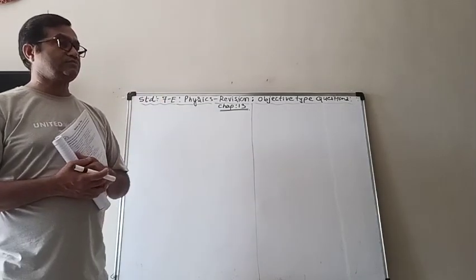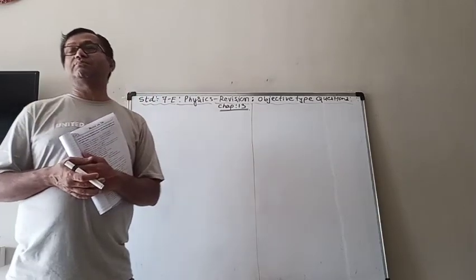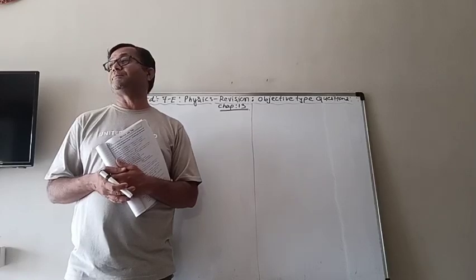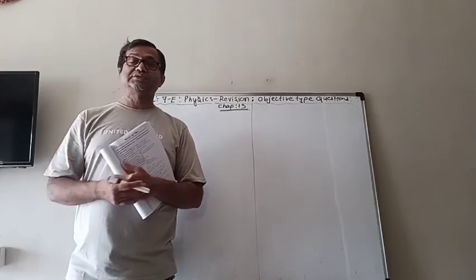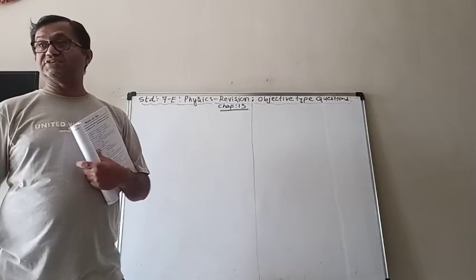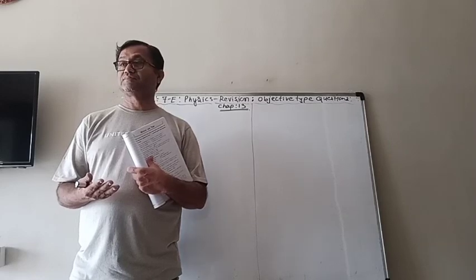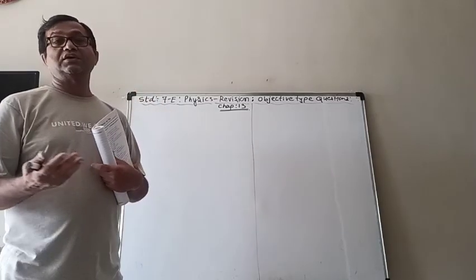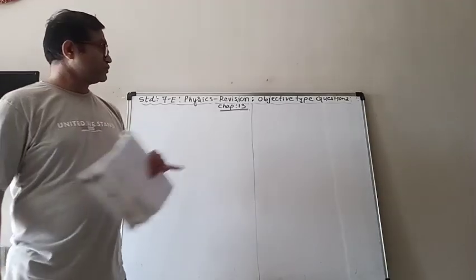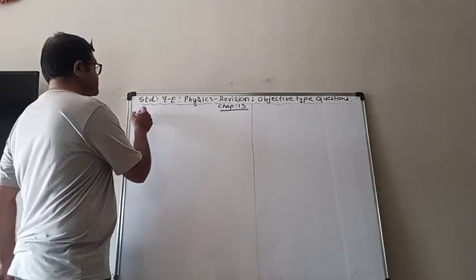In science, today we are going to start some revision only of the objective type questions. Means that section A, 1 mark each, like the MCQs, blanks, answer in one word or one sentence, true or false, etc. So first of all, we will take chapter number 13. First we will take some MCQs.